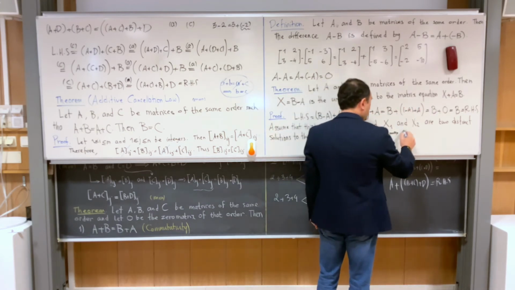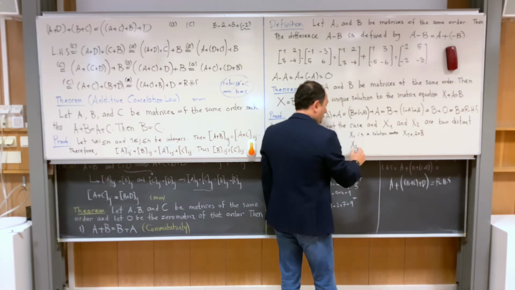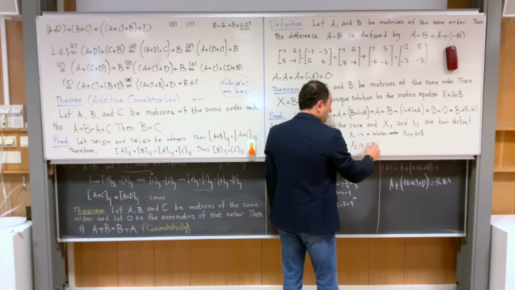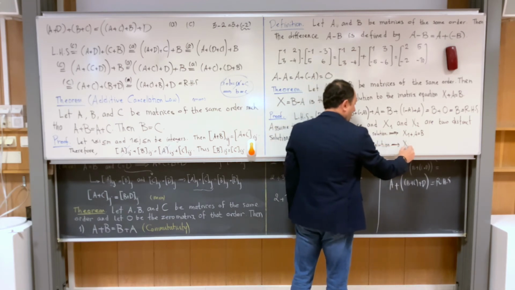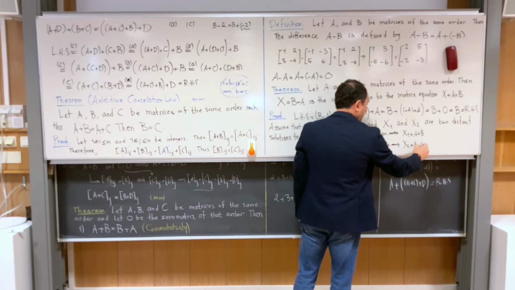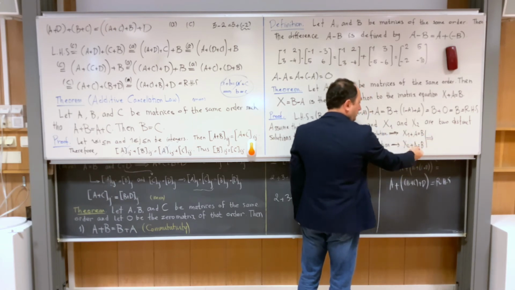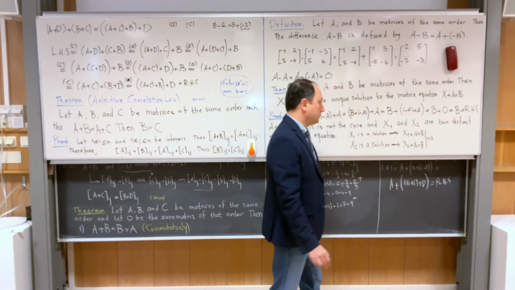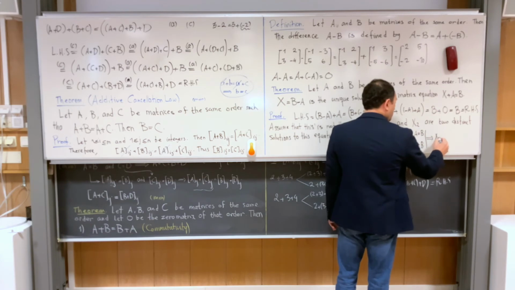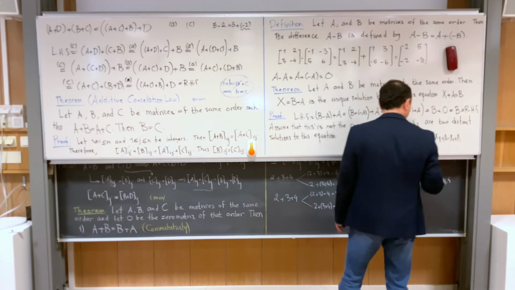So this means that x1 plus A is equal to B. For the same reason, when you say that x2 is a solution, this means the same thing for x2. But now I have two matrices, x1 plus A and x2 plus A, equal to the same matrix B. So it means that they are equal themselves, yes? So this becomes x1 plus A is equal to x2 plus A.